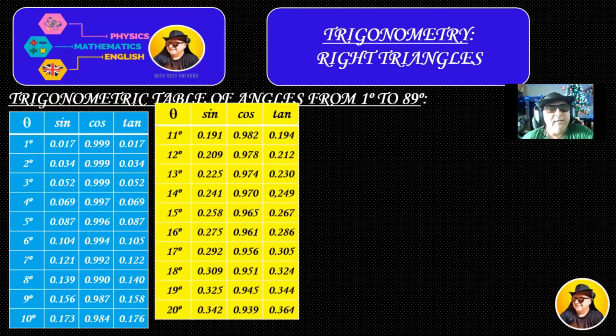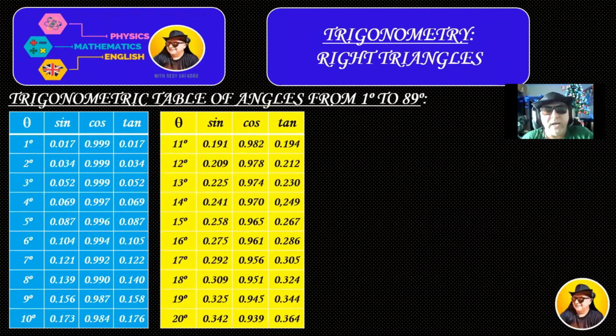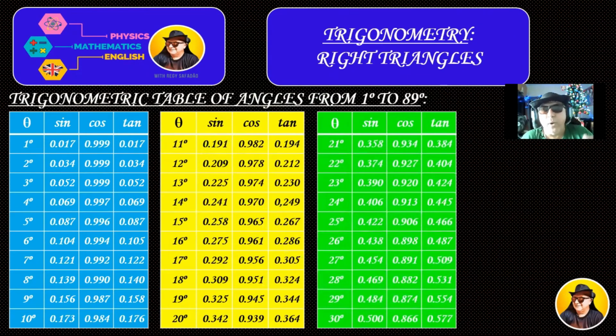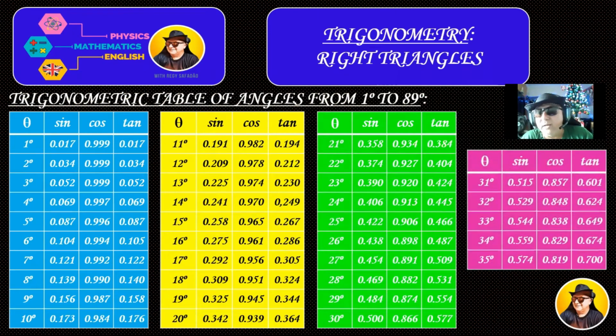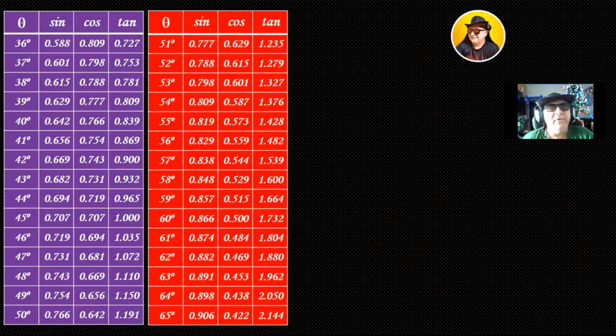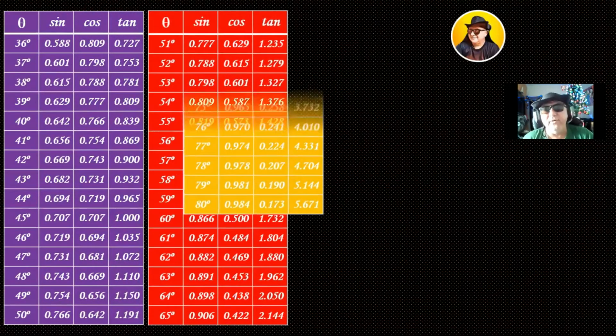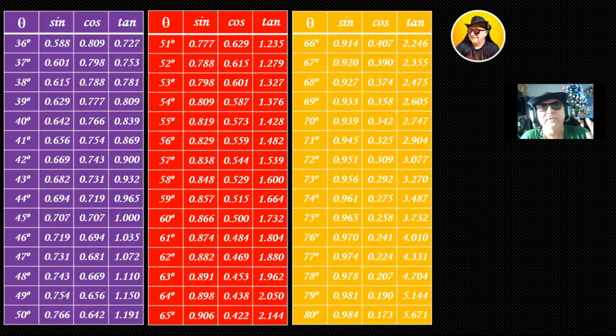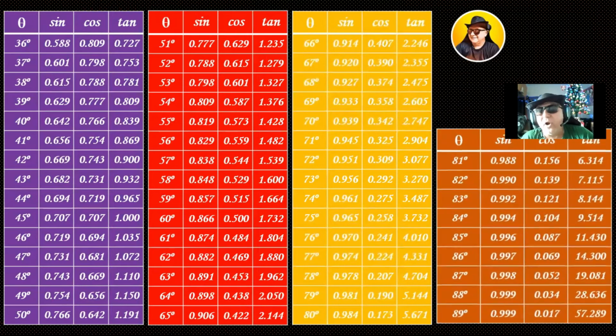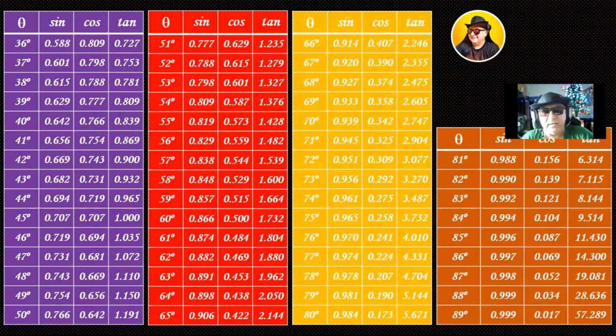Let's see the second. From 11 to 20 degrees. Now from 21 degrees to 30 degrees. And now from 31 until 35 degrees. Let's go on. Now from 36 to 50 degrees. Then from 51 until 65. Now from 66 degrees to 80 degrees. And finally, from 81 degrees to 89 degrees, okay?